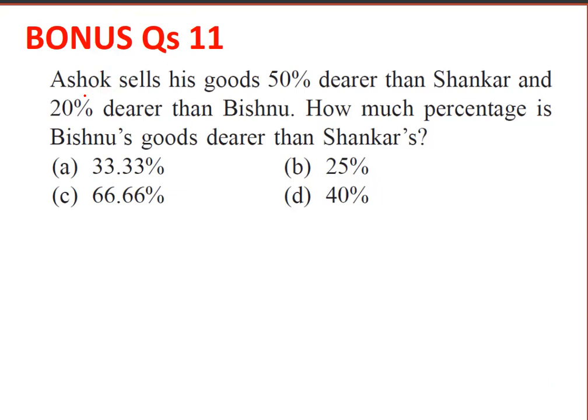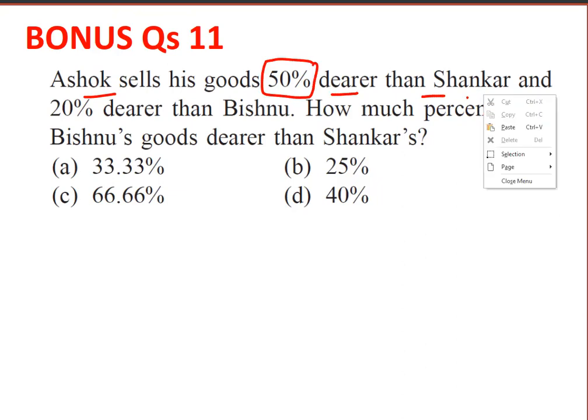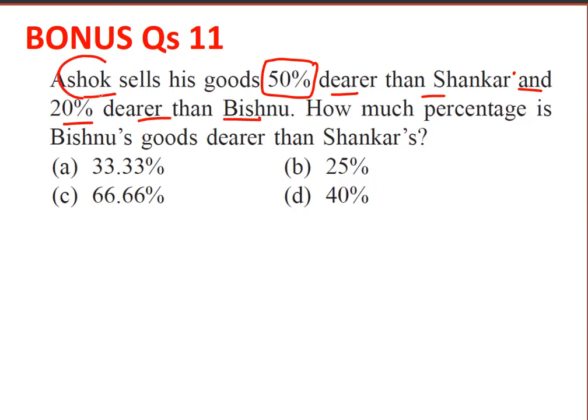There is a seller, Ashok, who sells his goods 50% dearer than Shankar and 20% dearer than Vishnu. So this Ashok sells his goods 50% dearer than Shankar, meaning he is selling at a higher price, and also 20% dearer than Vishnu. So compared to Vishnu also, he is selling at a higher price.